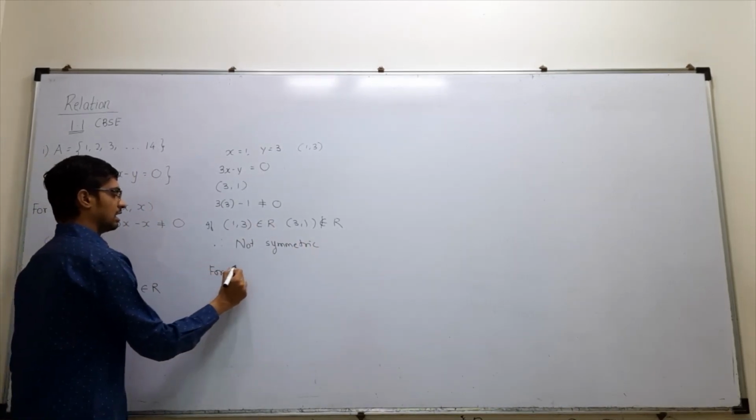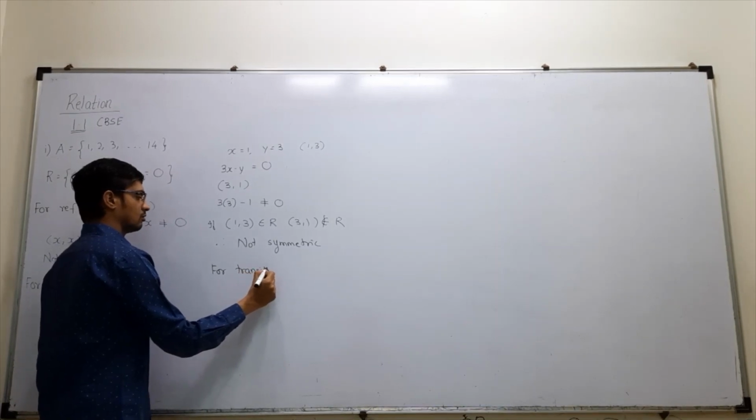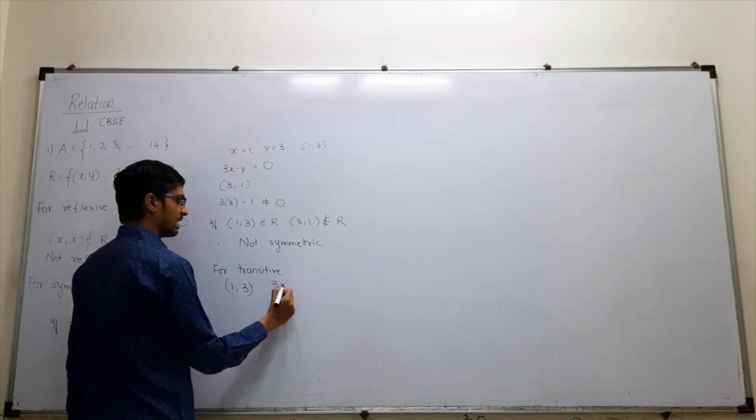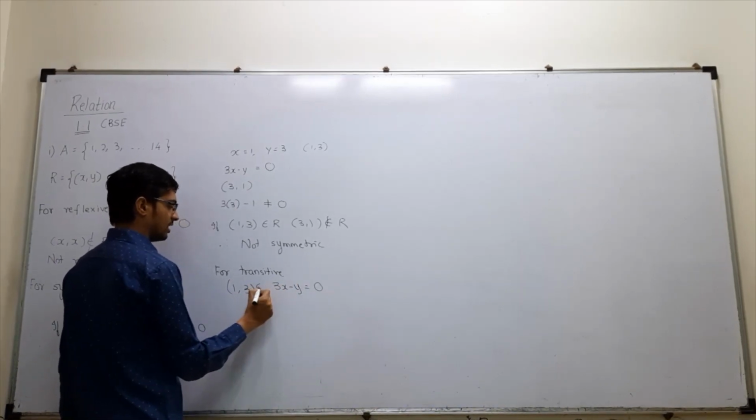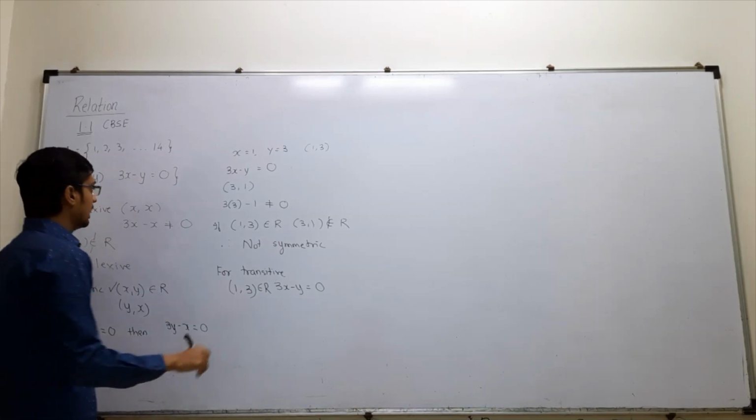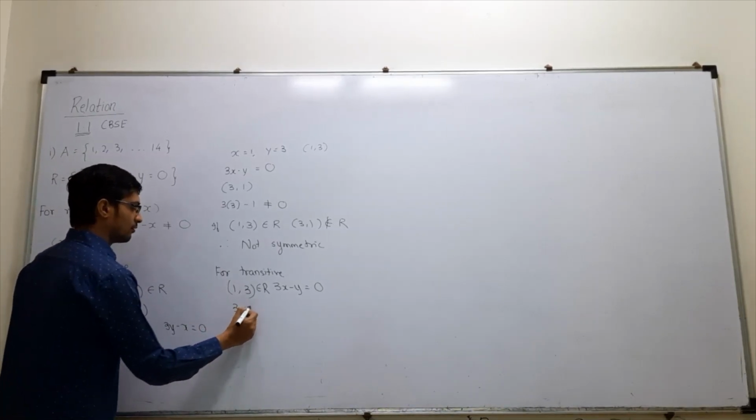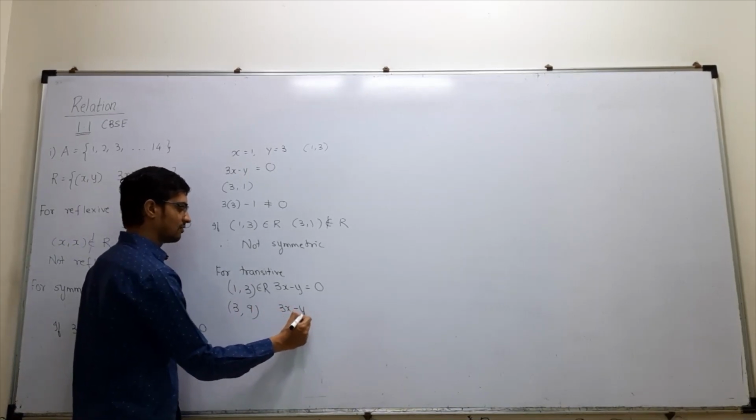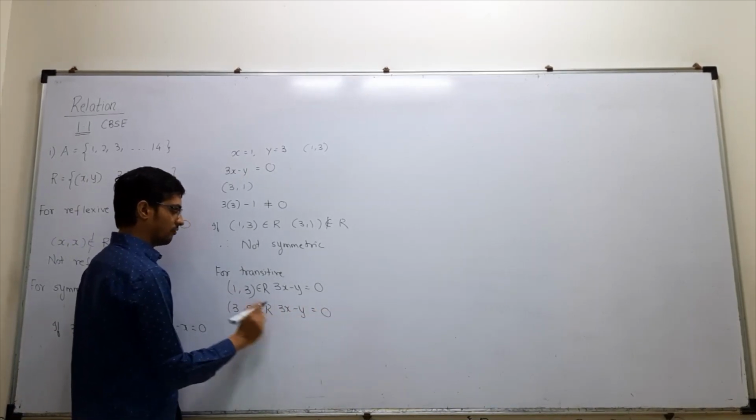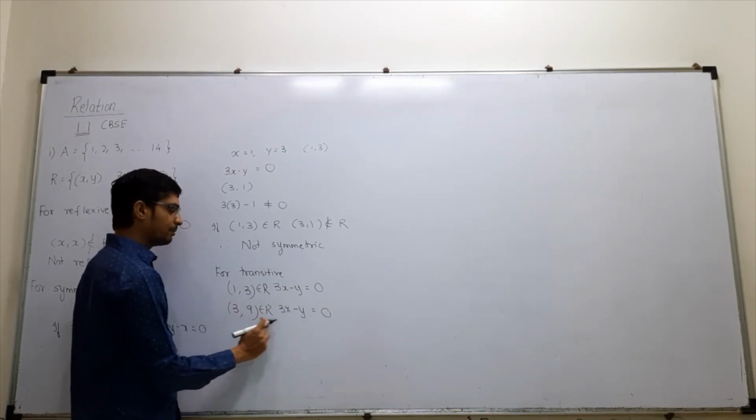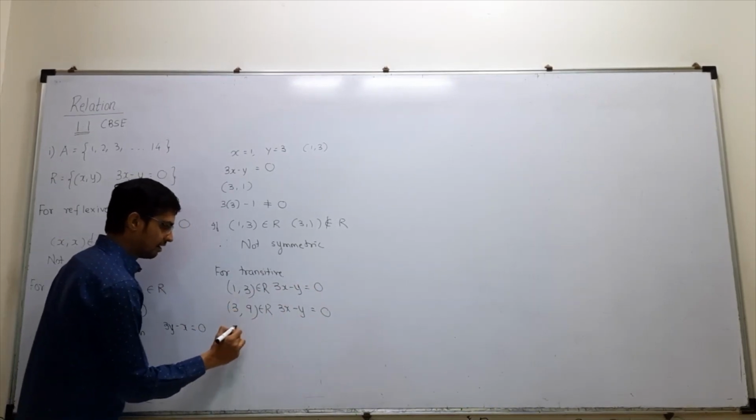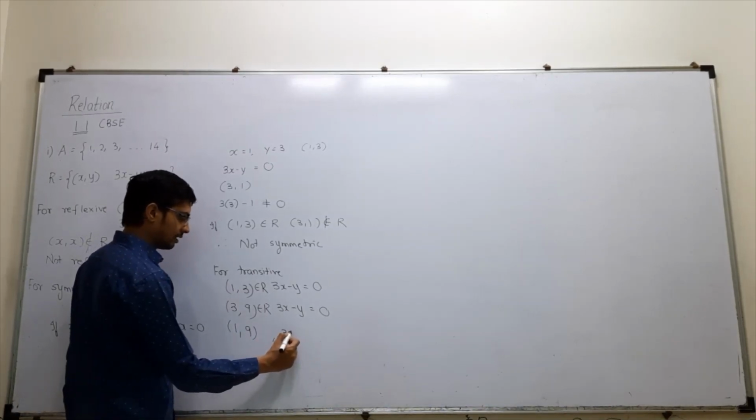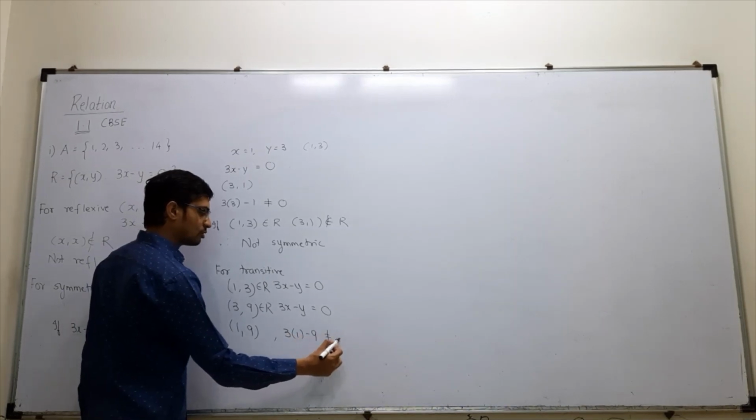Now let us check transitive. For 1, 3, 3x minus y is 0. I can say 1, 3 belongs to R. If I take x as 3, then I will have to take y as 9. Let us check that also. That is 3x minus y, this also comes out to be 0. 1, 3 belongs to R, 3, 9 belongs to R. So I want to check whether 1, 9 belongs to R. What will it be? 3 times 1 minus 9 is not equal to 0.